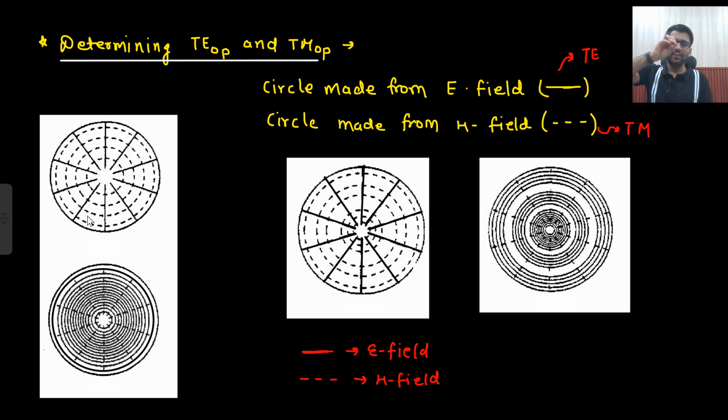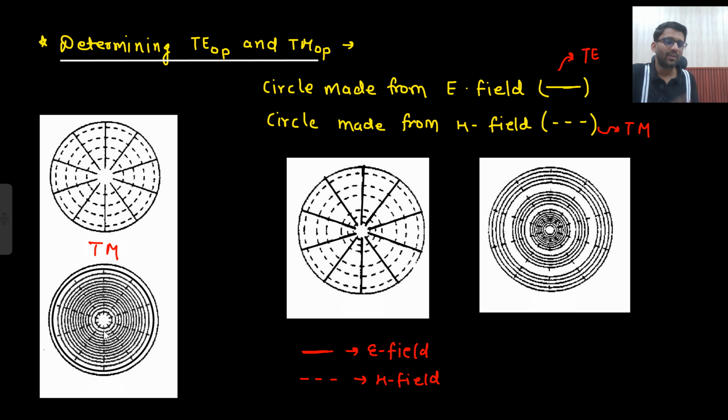So if you see that from a source, from a middle point, circles are spreading out, then certainly the n value is 0. There is no doubt about that. Now, if you need to determine whether it is TE or TM, you see that here circles are made from dotted line. And what is dotted line? H field. So that means circles are made from the H field. That means it is TM.